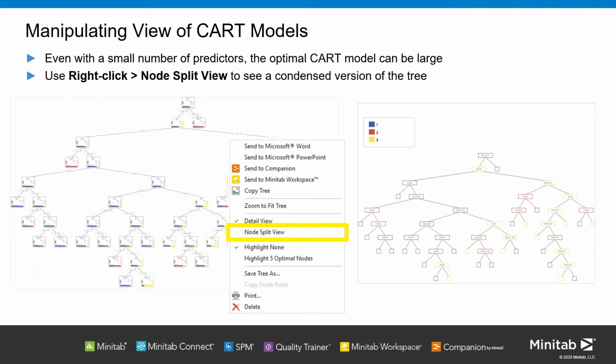So in the condensed view, we can also see which response level, 1, 2, or 3, is predicted within the tree. So the terminal nodes in blue in the tree to the right are the predictions for response level 1. Red terminal nodes are the predictions for response level 2, and in yellow are the predictions for response level 3. So in this case, if we're interested in quickly identifying the predictors that were used at each split, or what category of the response each of the terminal nodes are associated with, we can quickly identify that using node split view.